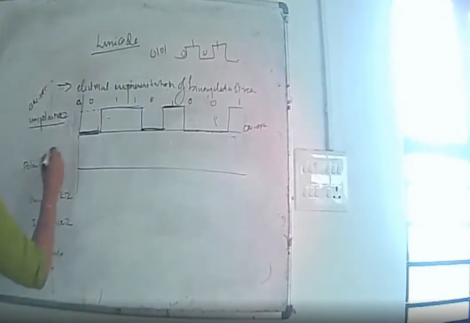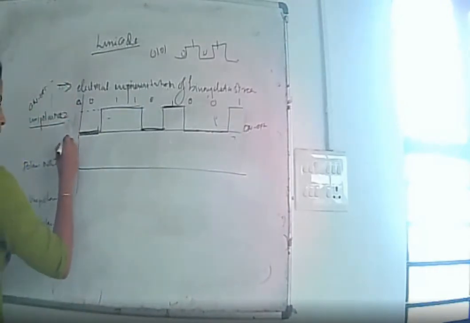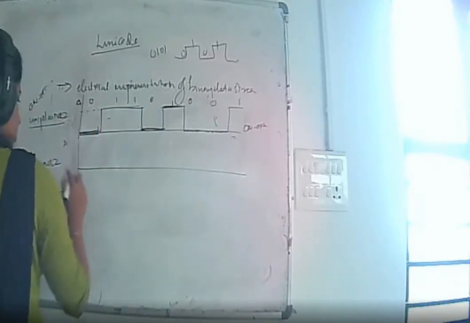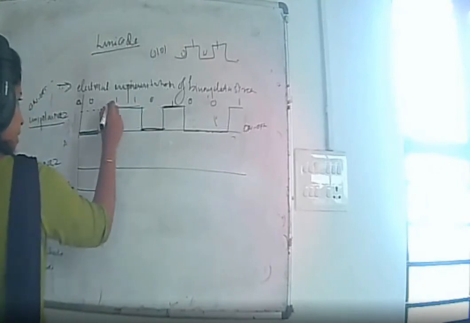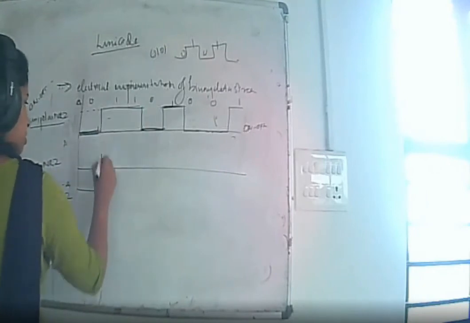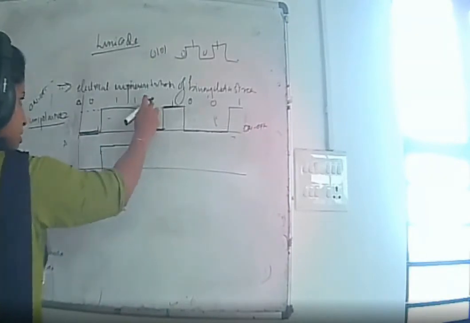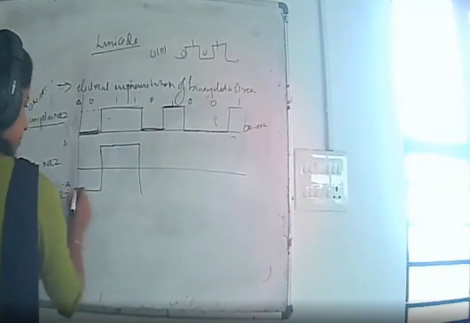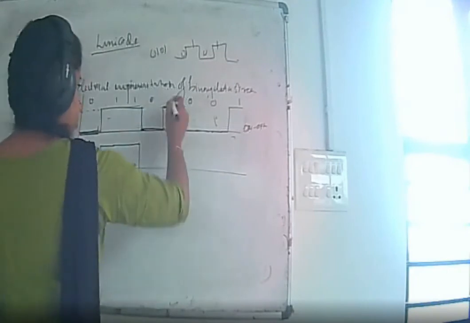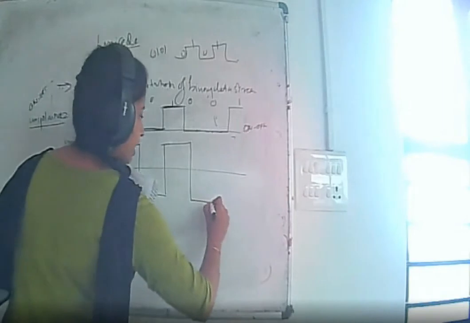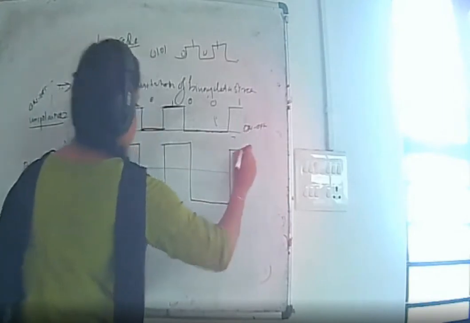Here symbol 1 is represented by positive A and symbol 0 is represented by negative A. So the first one is symbol 0, so negative A, followed by symbol 1 which is positive A, and again symbol 1, positive A. Next is 0, which will be negative A, and again symbol 1 which will be positive A, negative A, negative A, and positive A.